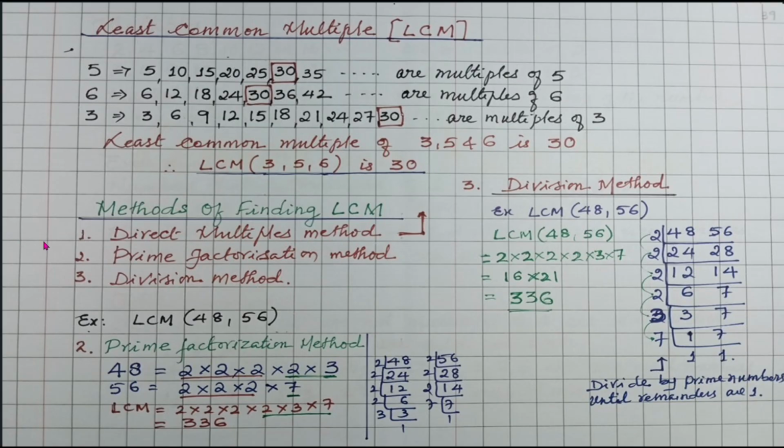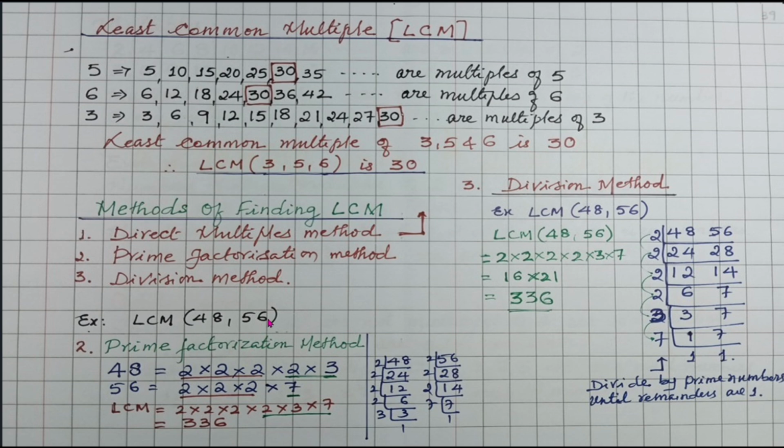Remember that. Now there are different methods of finding LCM. This is one method, directly writing the multiples and finding the least common multiple. We have three methods: the direct multiples method, which we already learned, then the prime factorization method and the division method. So let us understand a few examples here.